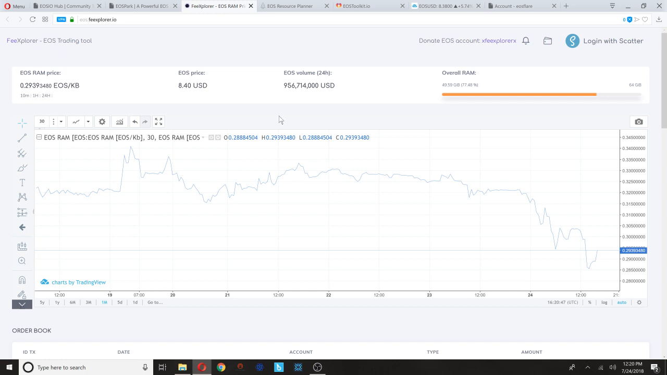In order to implement that, there would have to be some voting. We know that EOS has a governance system, it has a constitution, and there will be some steps. So it's interesting to see how this may play out.